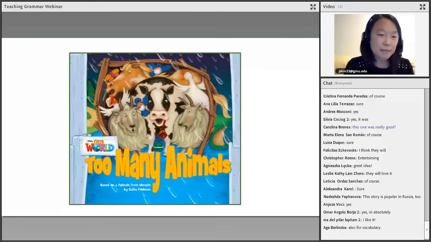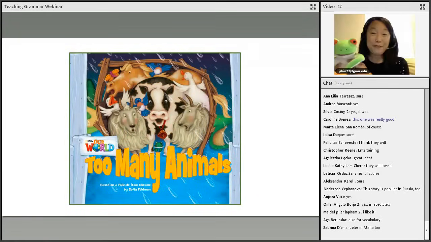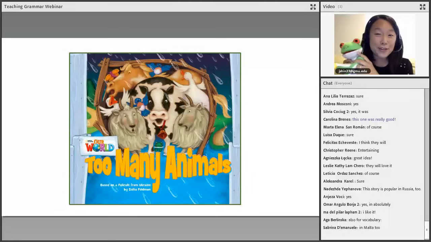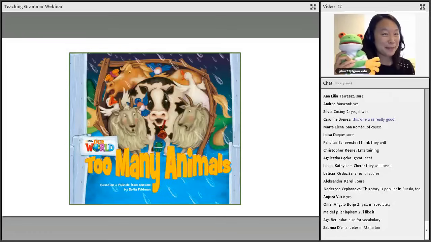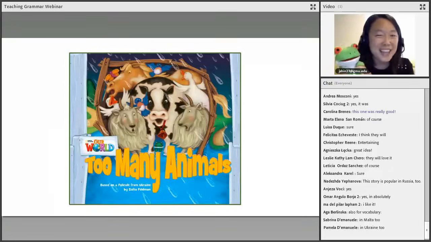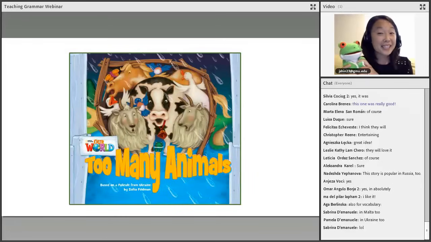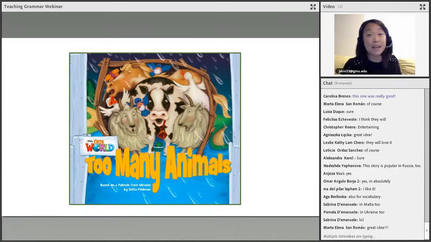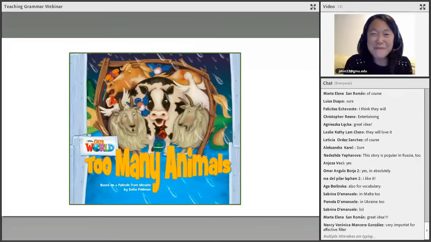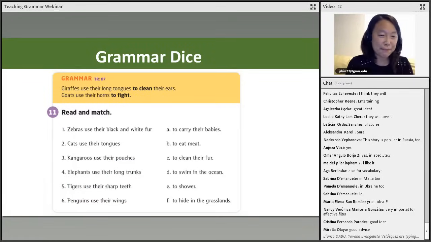Another game that you can play. Oh, by the way, I forgot to mention, when you do fix it, sometimes it is fun to use the puppet. Teachers don't like to make mistakes, so your puppet can make the mistakes for students to fix. It helps students realize that it's okay to make mistakes. When Freddie makes a mistake, he doesn't get upset. He just asks, how do I fix it? And then he fixes it. You can model that with your students and make them feel more comfortable to speak out loud and feel free to make mistakes and ask you to help them fix it. Very important for the affective filter. Thank you, Nancy.